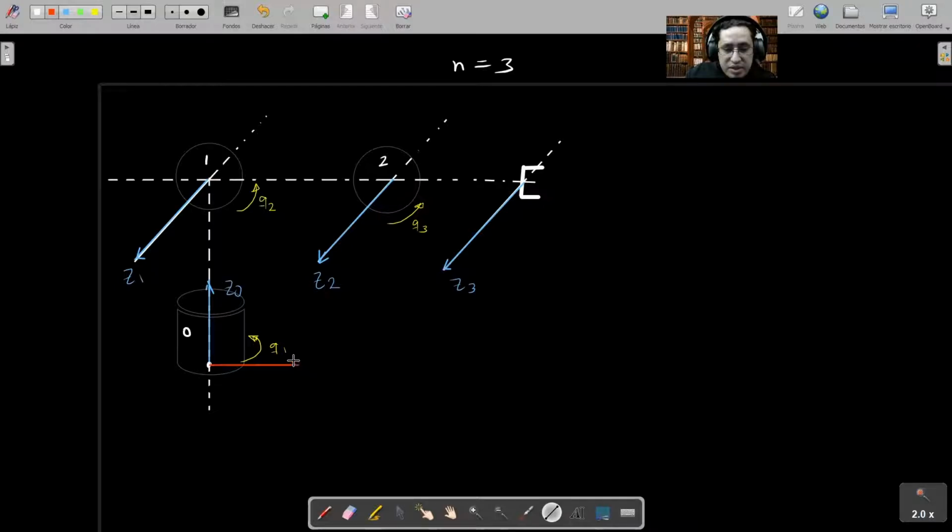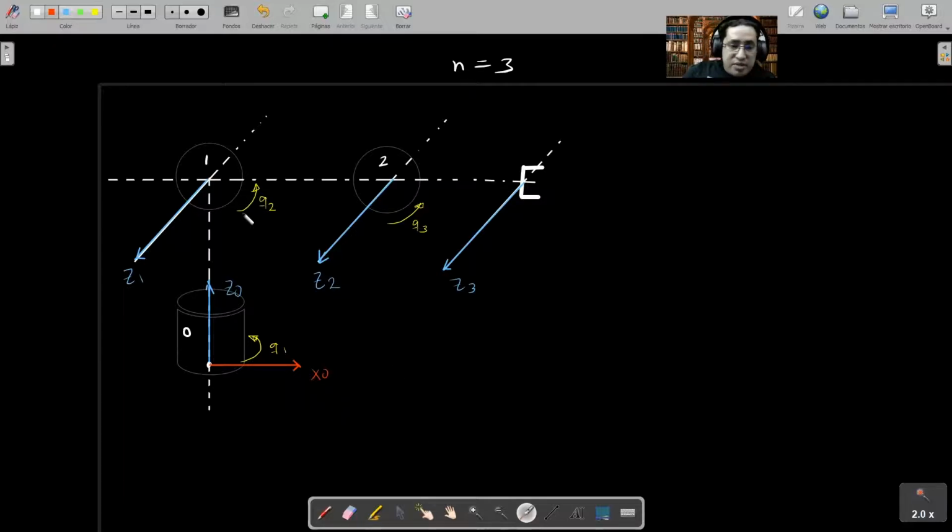We can choose the x-axis here. And this is going to be the x0 axis. And of course, we use the right-hand rule. We point the fingers of the right hand along the zeta axis, and then we curl the fingers from zeta to x, and then we are obtaining the y-axis. We're not going to denote the y-axis here because it's not used for obtaining the Denavit-Hartenberg parameters.